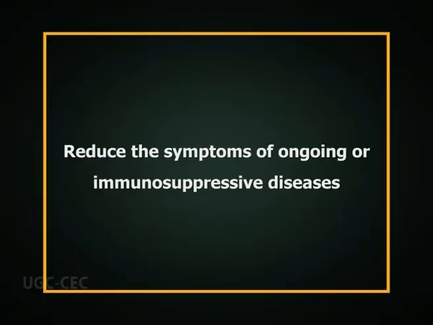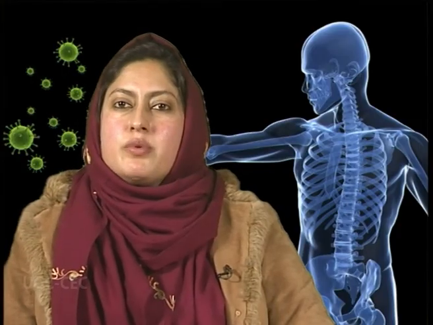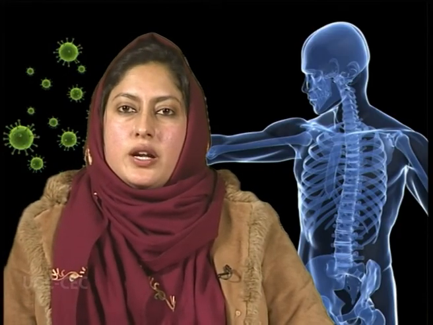Passive immunization is used when there is a high risk of infection and insufficient time for the body to develop its own immune response, or to reduce the symptoms of ongoing or immunosuppressive diseases. Passive immunity provides immediate protection, but the body does not develop memory. Therefore, the patient is at high risk of being infected by the same pathogen later.